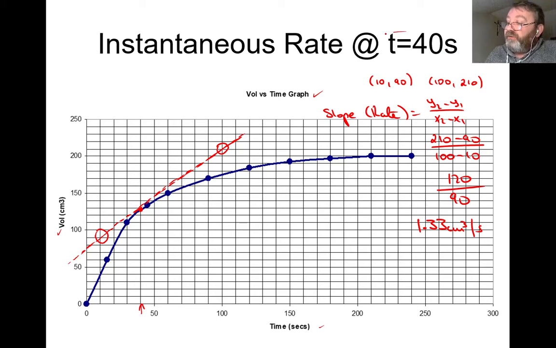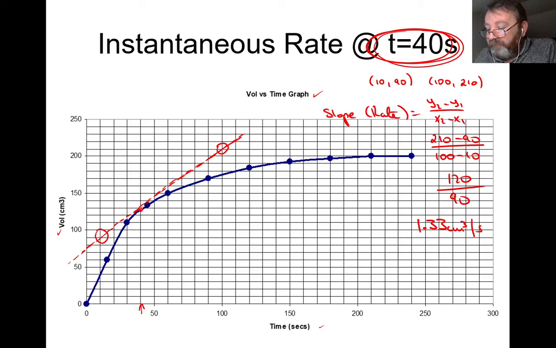First of all, identify the time at which you want to find the instantaneous rate. Find that time on the actual curve. So run along the x-axis until you find the time and find out where it's represented on the curve. Mark it. Then draw a tangent to that point, and then along the tangent, find 2 easily readable points and write them down.